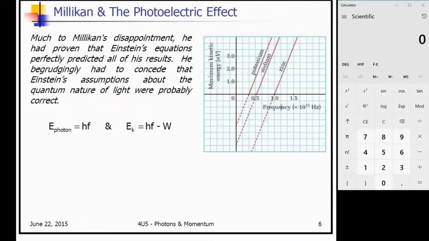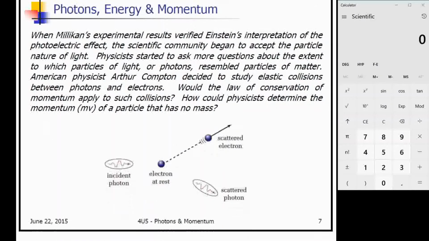So much to Millikan's disappointment, he had proved that Einstein's equations perfectly predicted all of his results. He begrudgingly had to concede that Einstein's assumptions about the quantum nature of light were probably correct. So, in an attempt to disprove Einstein, he actually proved Einstein. So this is one of those examples of a negative results experiment, although it's still a useful experiment because his predictions were incorrect, but they did prove another scientist correct.